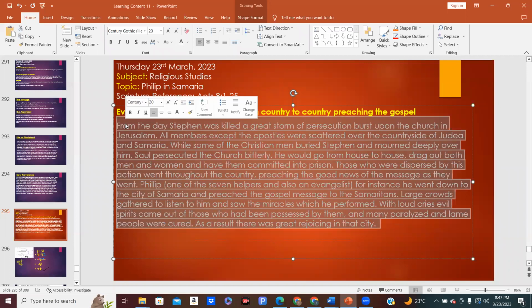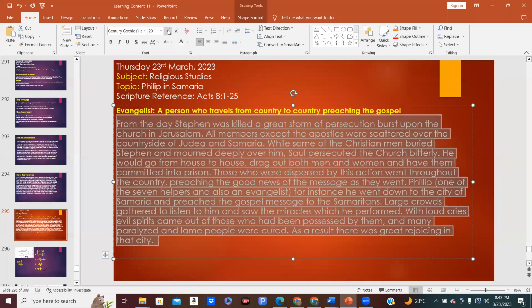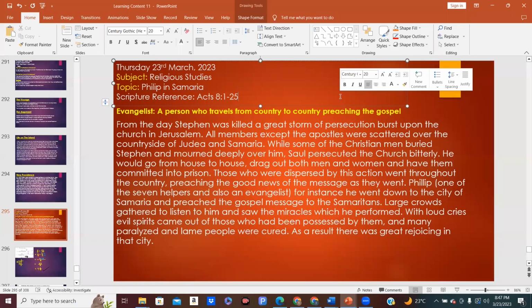So Philip was one of the 7 helpers. He was an evangelist as well. After the death of Stephen, there was a lot of persecution going on. And Saul was responsible for a lot of the persecution. He would take the Christians and throw them into prison. But Philip, as an evangelist, went to Samaria. He preached the gospel to the Samaritans.